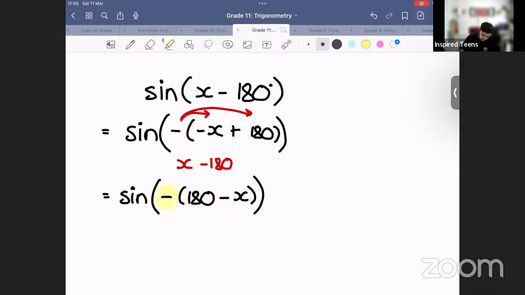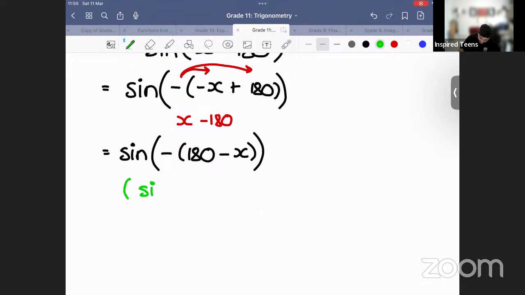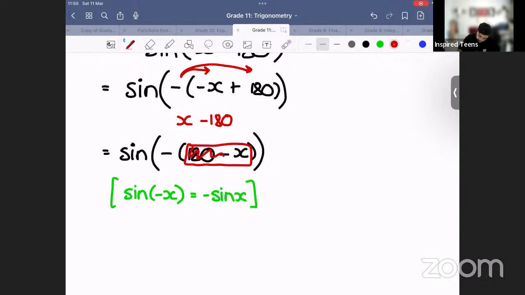However, this negative, okay, remember we just learned, right? We just learned that sine negative x is equal to negative sine x. So what we can do, right, is 180 minus x, we can treat this like an angle. Like imagine this was y. It would be like sine negative y. Imagine this whole thing could just be expressed as y. Okay, so treat this just like one thing.